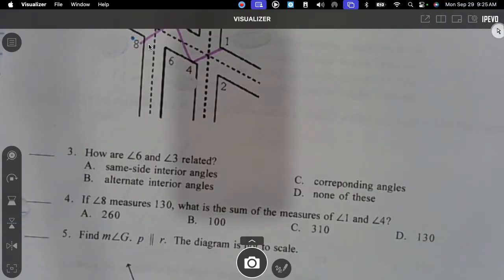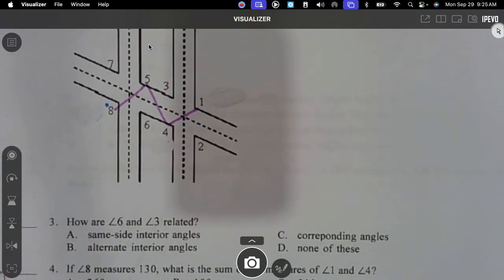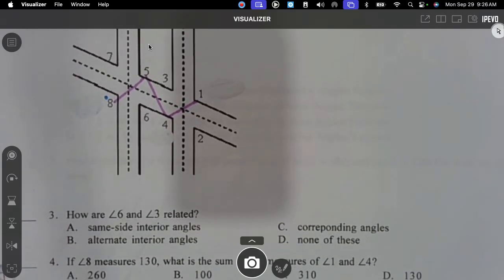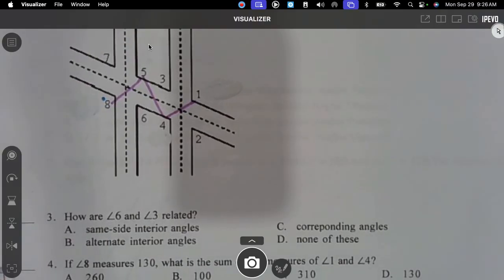Next up, and it's probably the same 10 questions. All right. How are angles 6 and 3 related? What kind of angles are angle 6 and angle 3? Alternate interior angles. So number 3 is B. It's just something you kind of have to have memorized, y'all. That stuff on the board over there, it's not going to be on there. So you'll just have to remember them. The little signs. You should just keep them up.